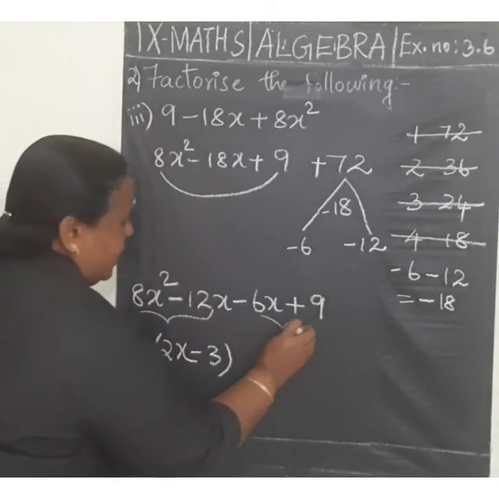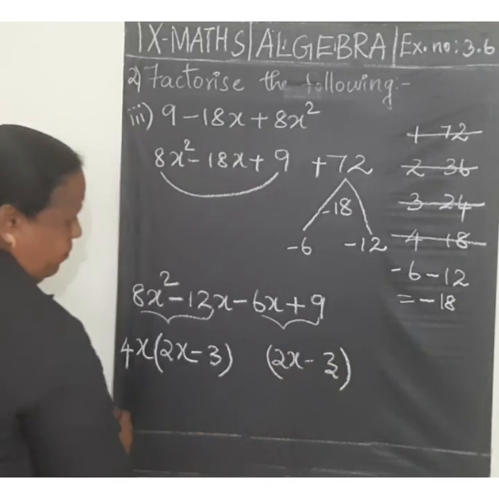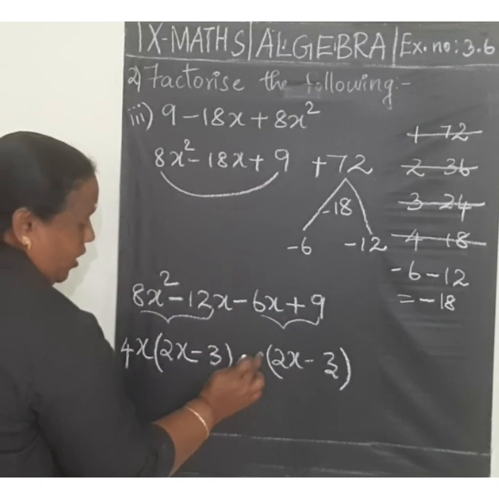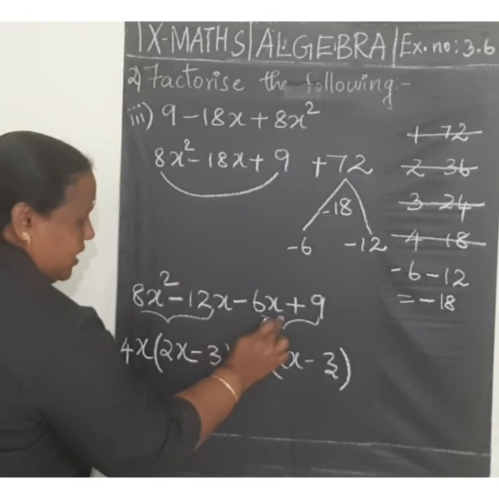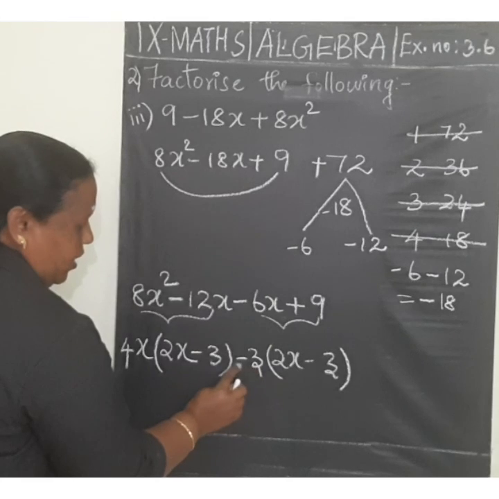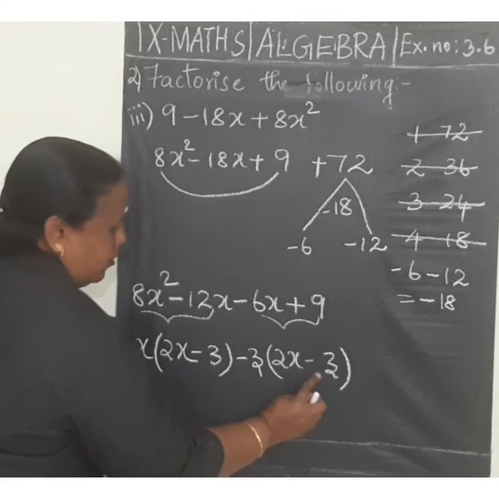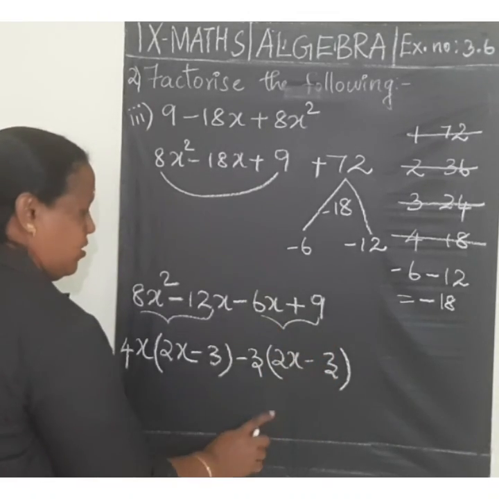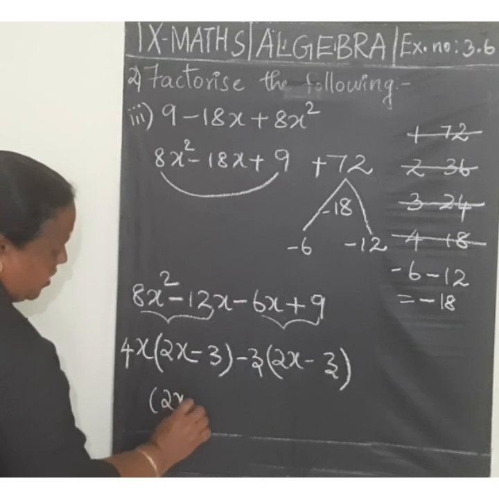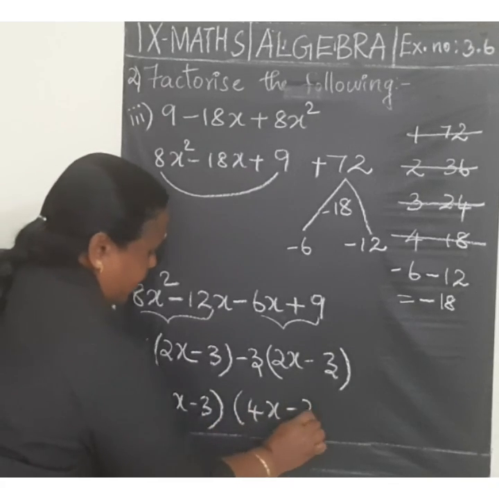Next we will go for the next two terms. So first we will write 2x minus 3. Here minus 6x. What number do we have to put to get minus 6x? We have to put minus 3. If we put minus 3, minus 3 into 2x gives minus 6x. Here minus 3 into minus 3 is plus 9, and we are getting the next two terms also. Now 2x minus 3 is common. So we write 2x minus 3 into 4x minus 3.